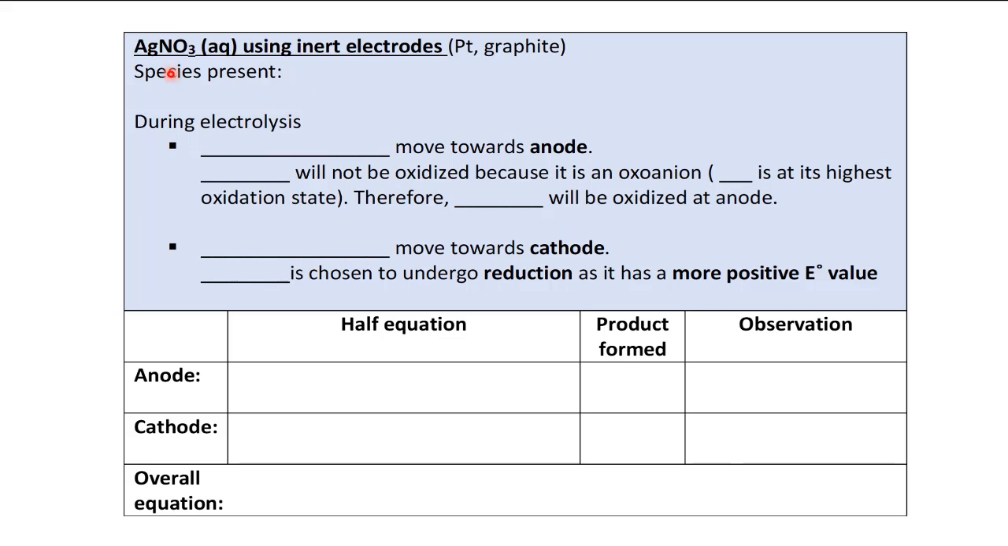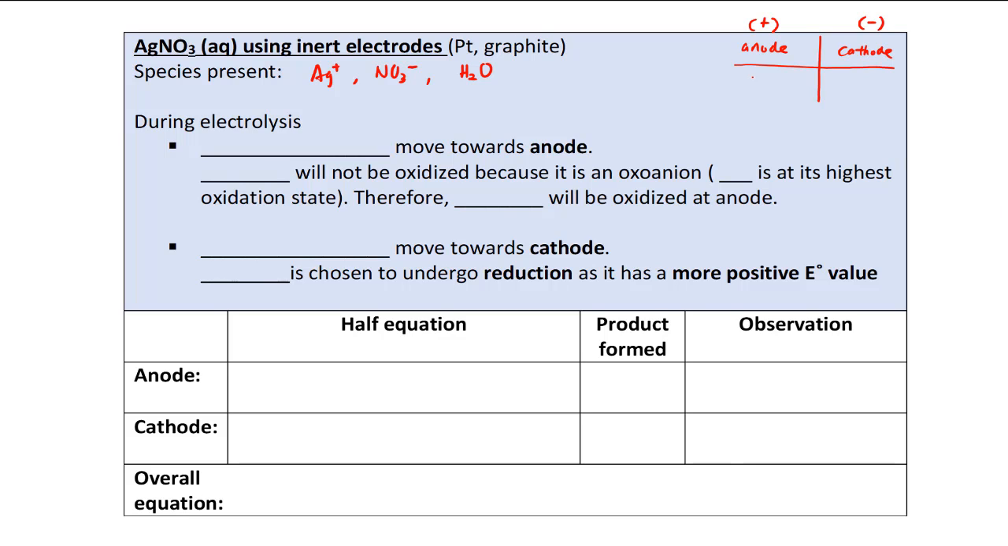Alright, so let's use this example: we have silver nitrate aqueous solution using inert electrode. Inert electrode is either platinum, Pt, or graphite. The species present inside the electrolyte of silver nitrate are Ag+ and NO3-. Because this is an aqueous solution, the water H2O molecule must be present. So maybe you can draw a simple diagram in which I have anode on the left and cathode on the right. Anode is my positive terminal and cathode is my negative terminal.